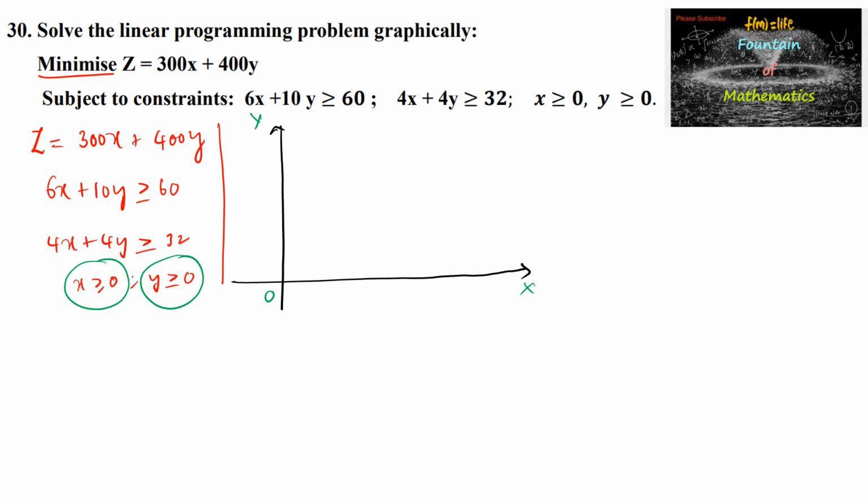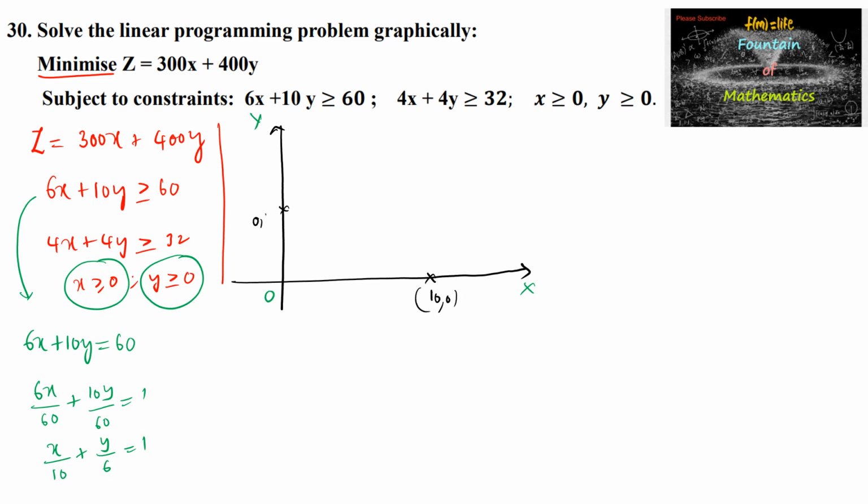The first line, let us consider the equation of the first inequality. 6x plus 10y is equal to 60. So dividing with 60 we get x upon 10 plus y upon 6 is equal to 1. So x intercept is 10 and y intercept is 6. So we can draw the line.